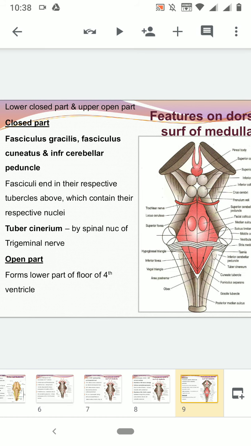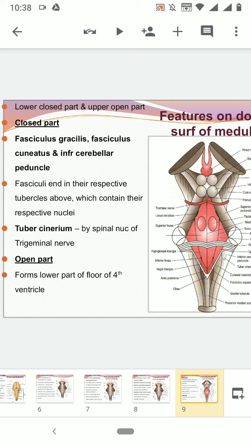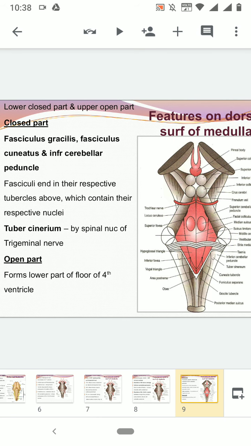If you have read the spinal cord, these are nothing but ascending tracts, and they carry these kinds of sensations from the entire body. They are uncrossed fibers, and they come and end in these nuclei which form these tubercles. Then as we go a little more laterally, we have the tuberculum cinereum, formed by the spinal nucleus of the trigeminal nerve.